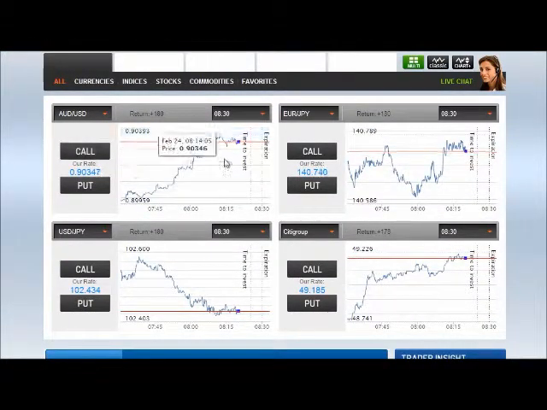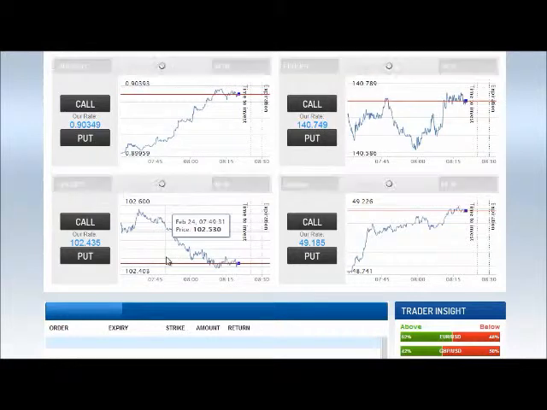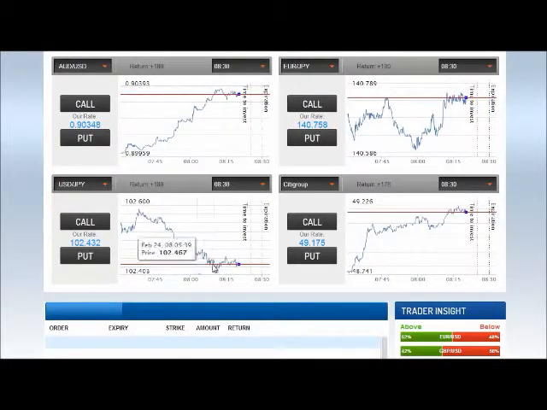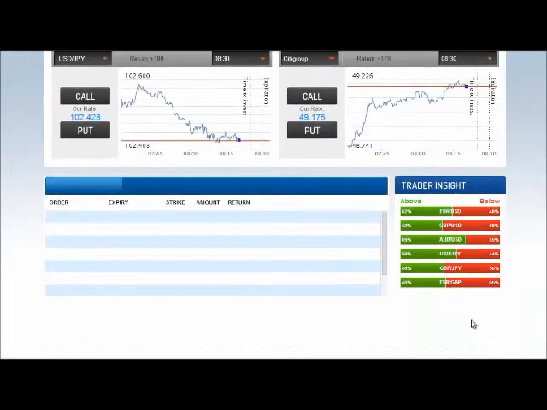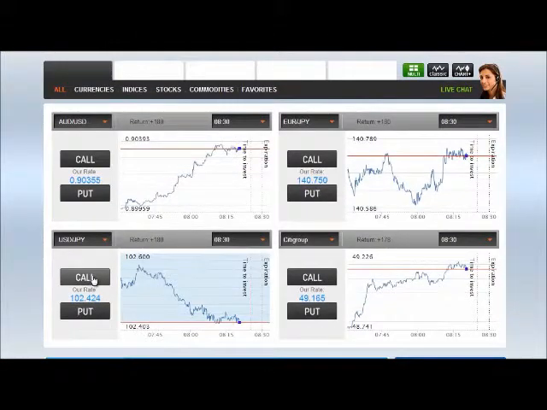Now, Australian dollar versus US dollar, it's on an upward trend, but we're meeting a point of resistance. So I'm going to hold off on that one. However, the US dollar versus Japanese yen, this is getting to be a point of support. You see several times where it's bottomed out right here. We're hovering around it. And also the trader insight is in agreement, saying that a call is going to be a good thing to do.